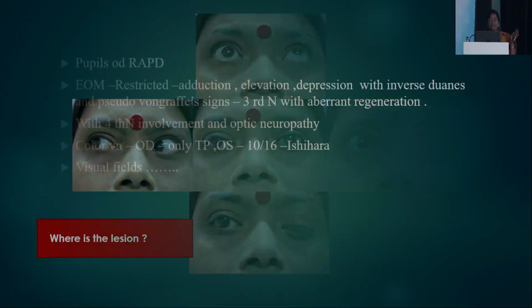Single clue. That's a right third nerve with aberrant third nerve regeneration. You see an inverse Duane's and a pseudo von Graefe sign, okay? There's a right side drop in vision. This lady is not having TED.